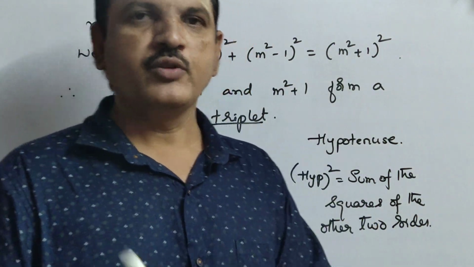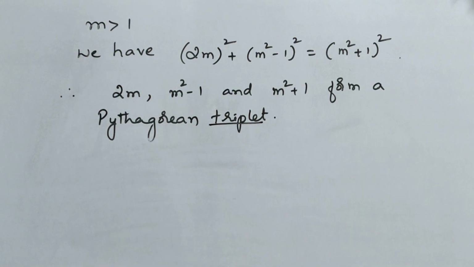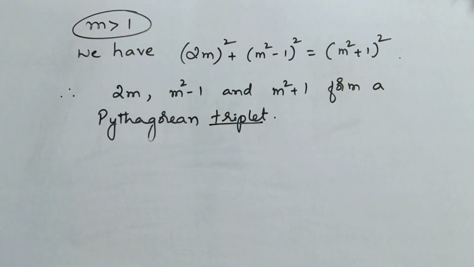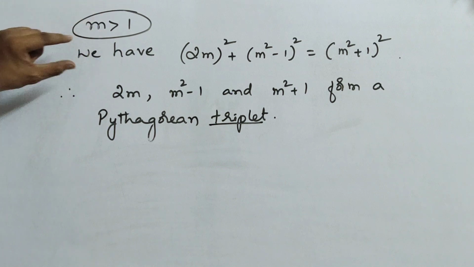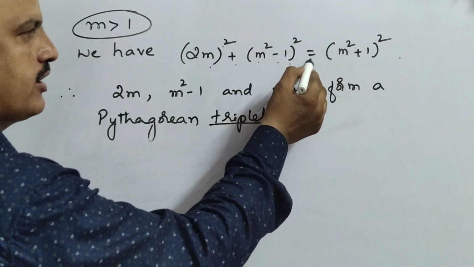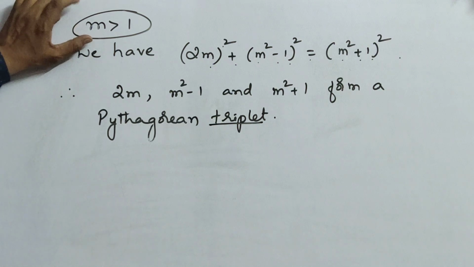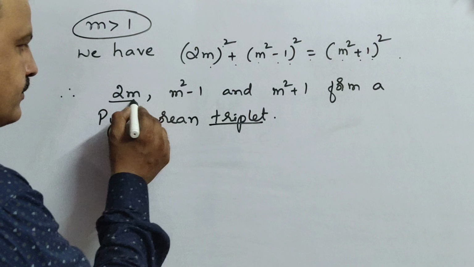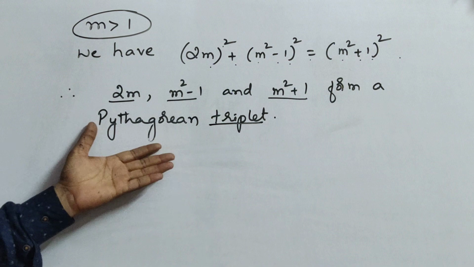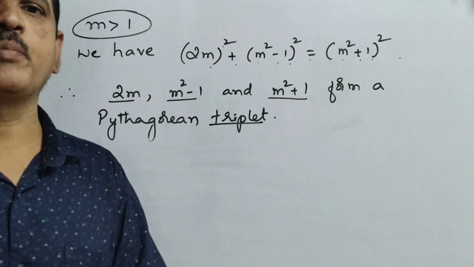Here in your chapter, listen very carefully. Here they gave m is greater than 1. We have a rule that (2m) square plus (m square minus 1) square equals (m square plus 1) square. M should always be greater than 1. Now 2m, m square minus 1 and m square plus 1 form a Pythagorean triplet. But how can you find whether the given numbers are a Pythagorean triplet or not?